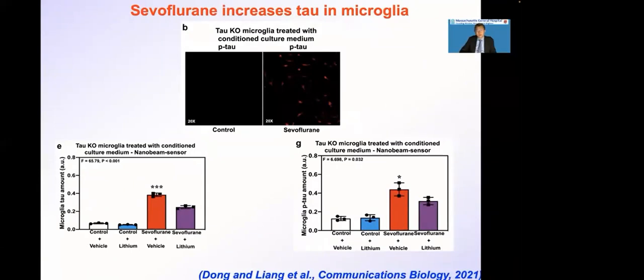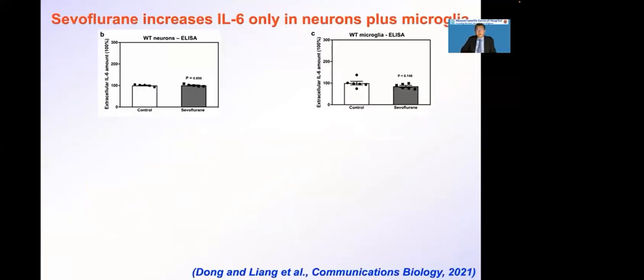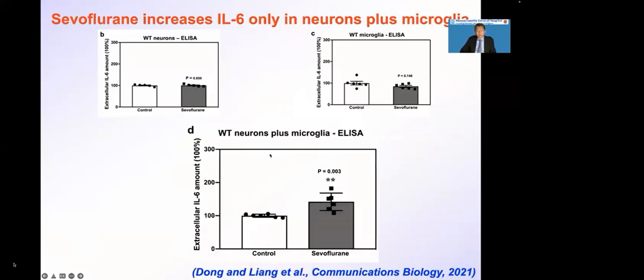We found that if we treat them with conditioned cell culture media containing tau, it can penetrate inside the tau knockout microglia. The same thing happened with immunostaining, and also with nanobeam technology, showing that tau and p-tau can indeed go inside microglia. And there, it can cause IL-6 generation. If you give neurons only sevoflurane, there is no increase of IL-6. Microglia only, again, no such increase. If we add both neurons and microglia together, sevoflurane can increase IL-6 generation, suggesting we need both neurons and microglia to generate IL-6.